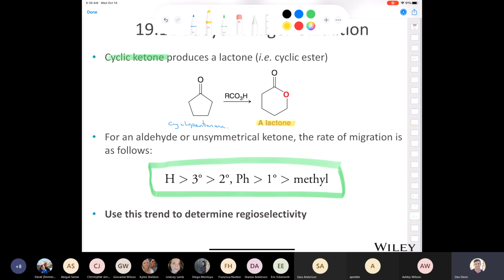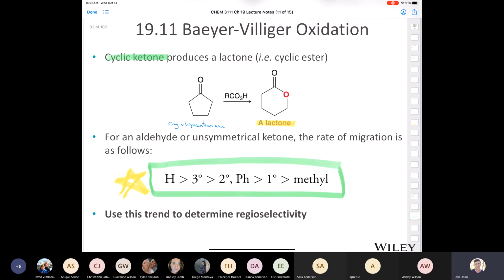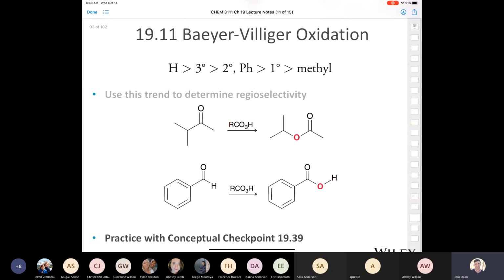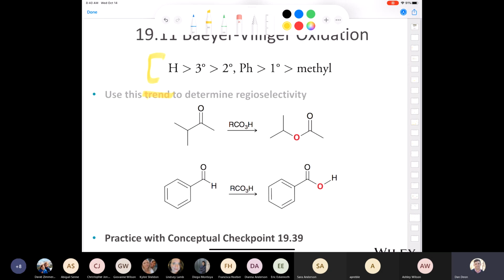Now, since you were just introduced to the order of migratory aptitude, unless you read the book 10 times, which I hope you did, I'm not going to give it to you on the quiz, but we're going to have it on every page here so that we can refer to it when we're looking at some examples. So here, we're going to use this trend to explain the regioselectivity, why the oxygen gets inserted on this side instead of this side, right? And if we examine these, this carbon here is attached to two carbons.